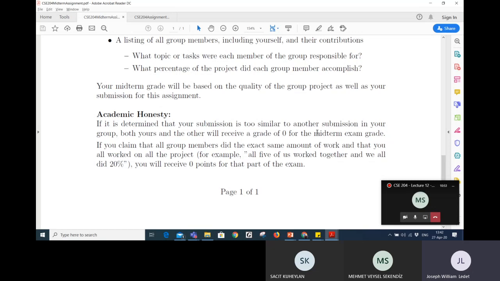Basically, what you're going to get is a 0 for the entire 40%. So even your assignment grade will be impacted. Okay, so don't do that.